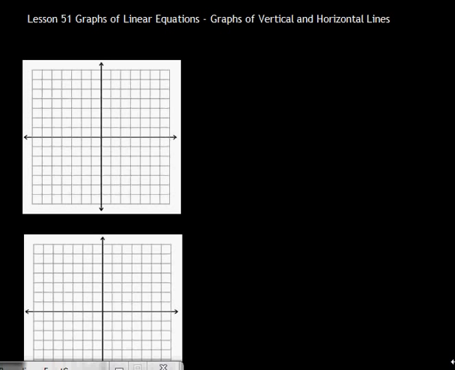Alright, lesson 51, graphs of linear equations, graphs of vertical and horizontal lines. Now this lesson has the potential to be really long, so I'm going to try to keep it as short as I can. So let's just try our first problem. We are going to be graphing lines, and I'm going to show you an example of what an equation of a line looks like. An equation of a line will look something like this: y equals 2x minus 1.